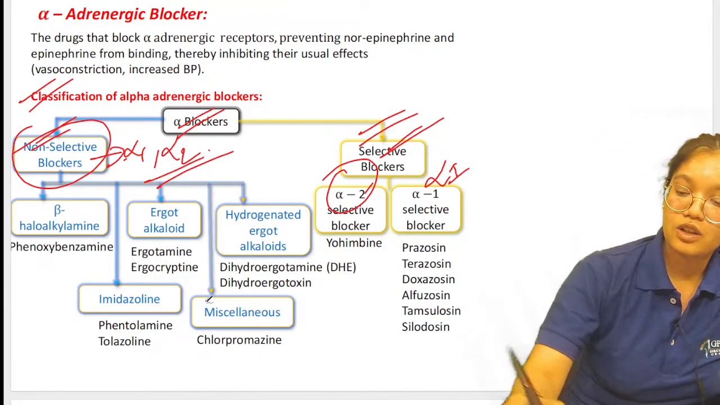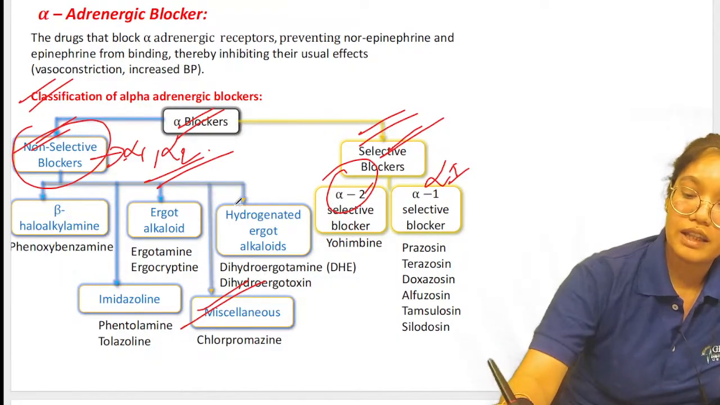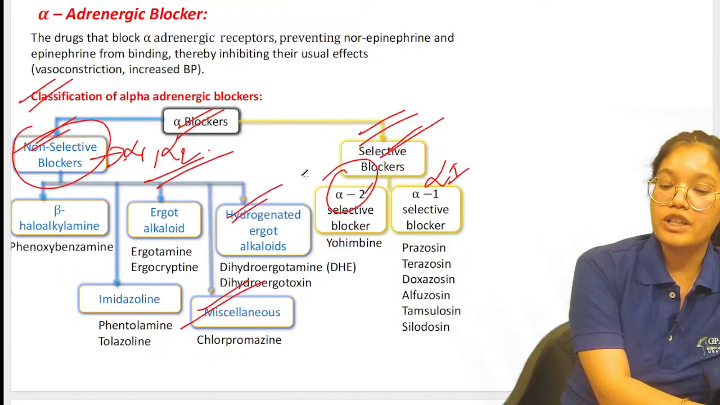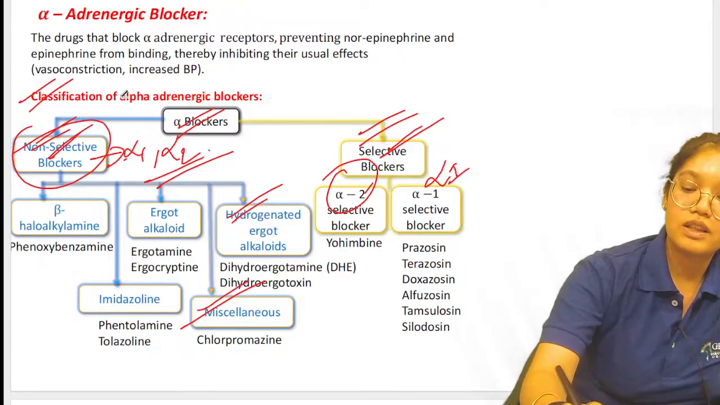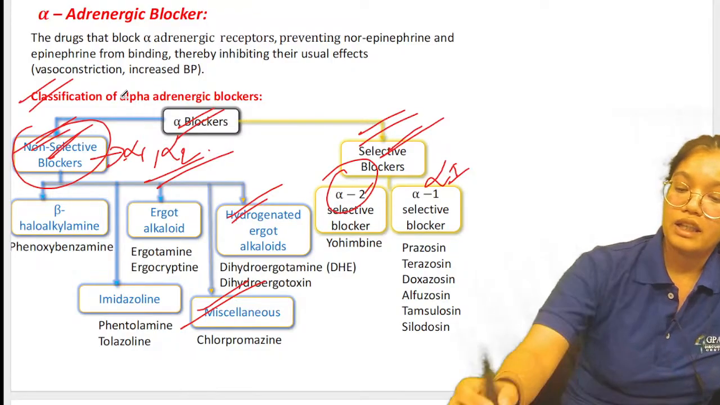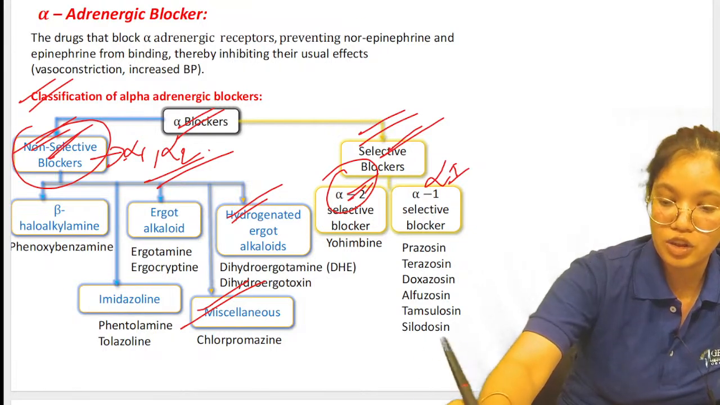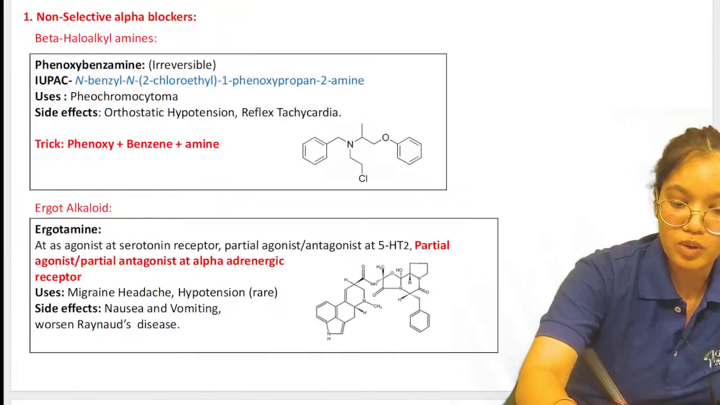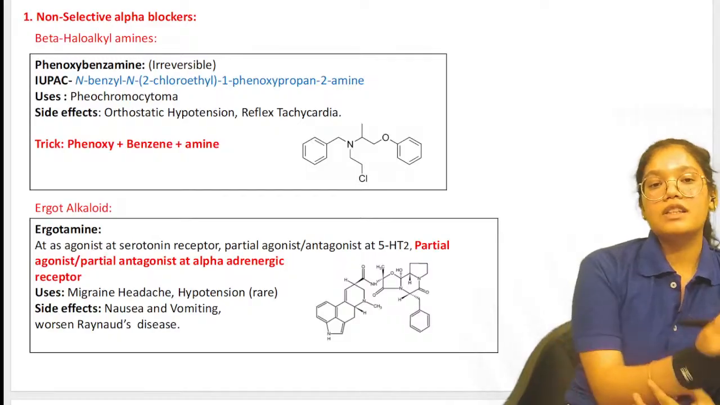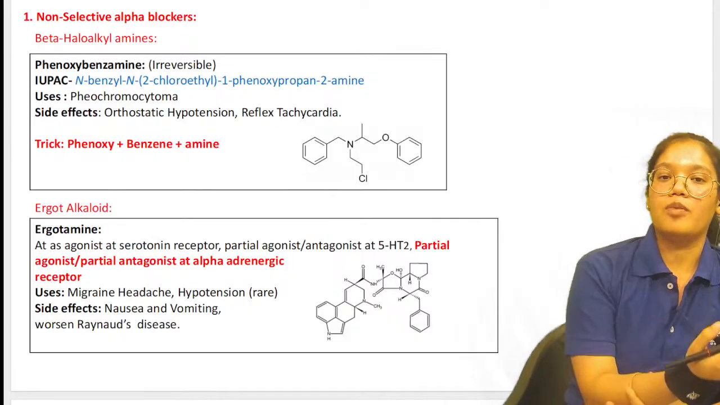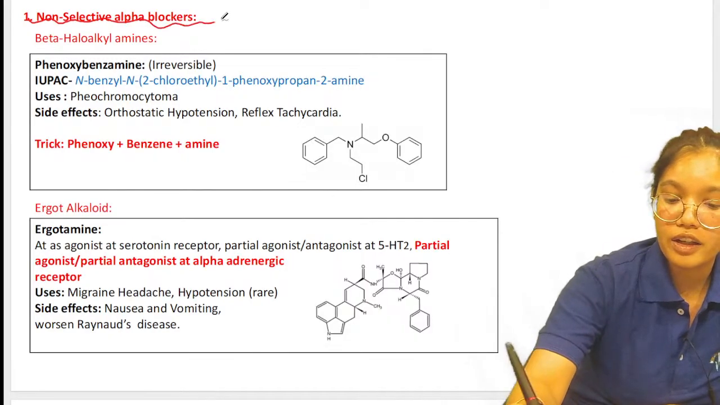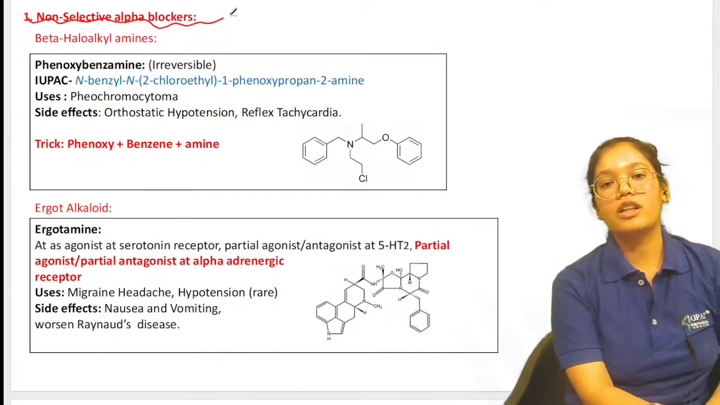Now the non-selective blockers are the beta-haloalkylamines, ergot alkaloids, imidazolines, and the miscellaneous ones also we have. Then the hydrogenated ergot alkaloids, all these are the non-selective blockers, and the selective blockers are of two types, that is alpha 1 and alpha 2. Okay, now moving forward, we will start with non-selective alpha blockers. Here one by one we will discuss the drugs.